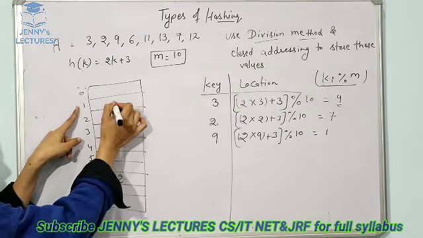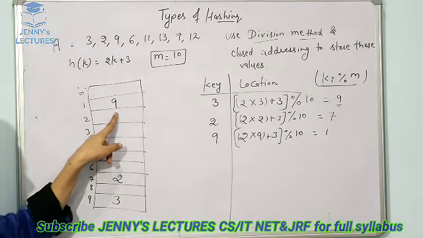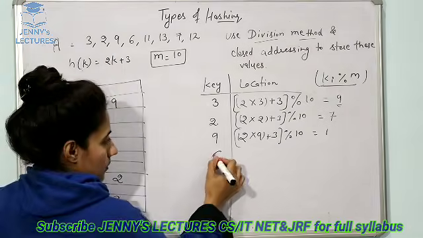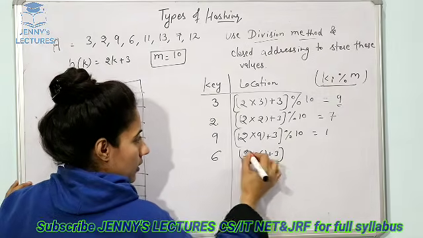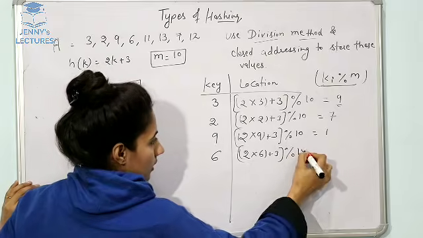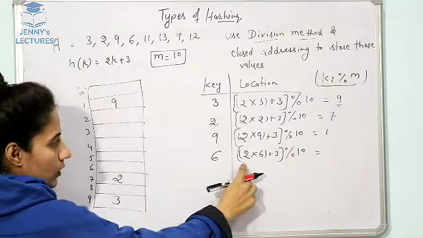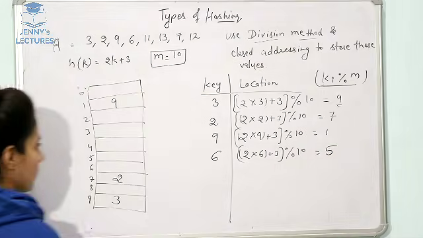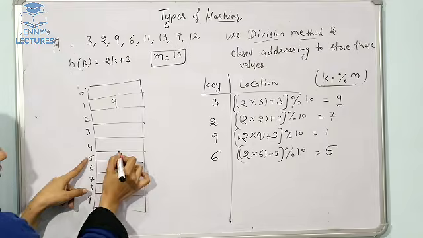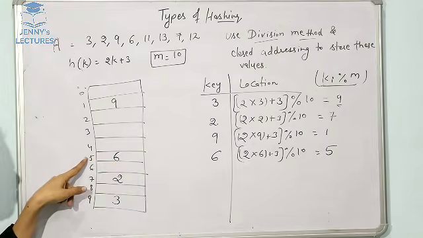Here at one index you can store this 9. Now for 6, same method: 2 into 6 plus 3 mod 10. What is the value? 12 plus 3 is 15. 15 mod 10 is 5. At the 5th place you can store this key value 6.